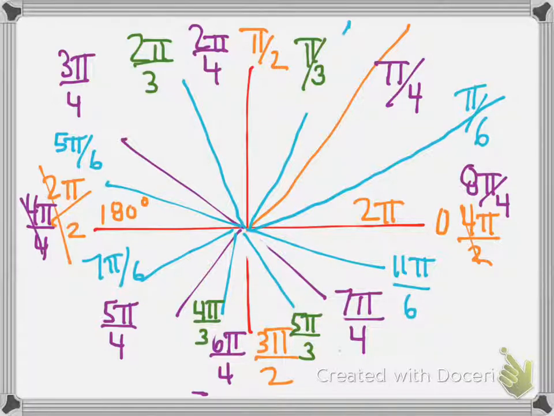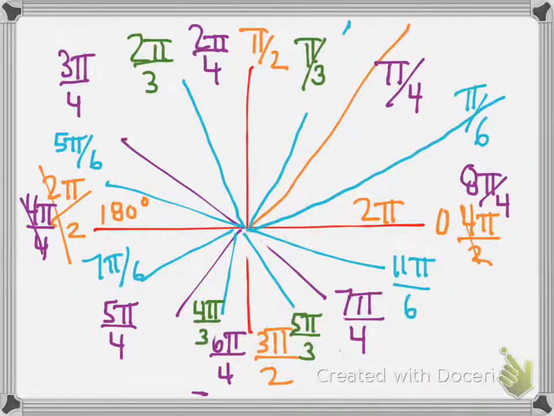Let's do all the 30 degrees. They're all blue on here. And 30 degrees is pi over 6. So pi over 6, you would call 60 degrees 2 pi over 6, and that reduces to pi over 3.